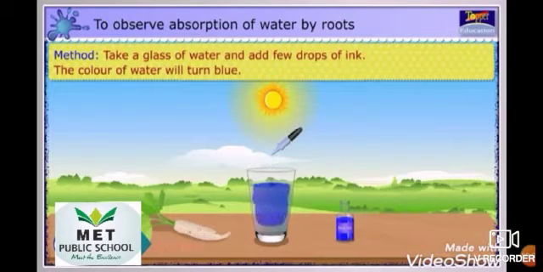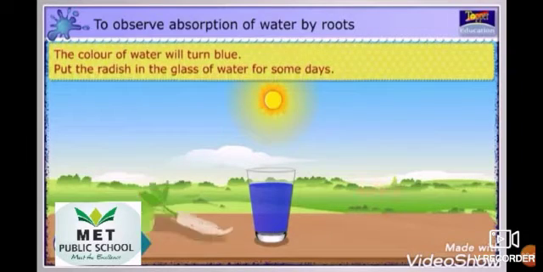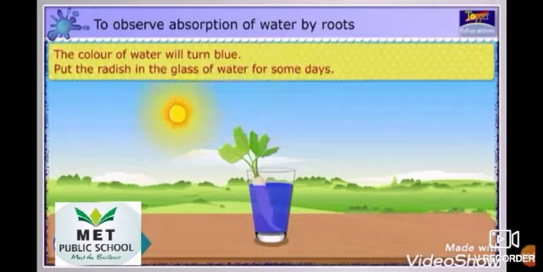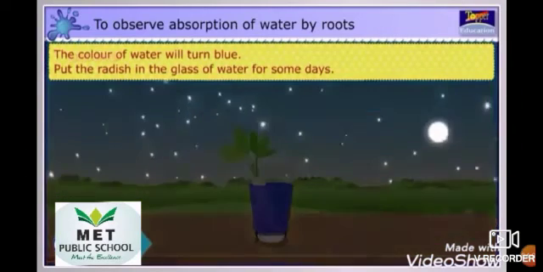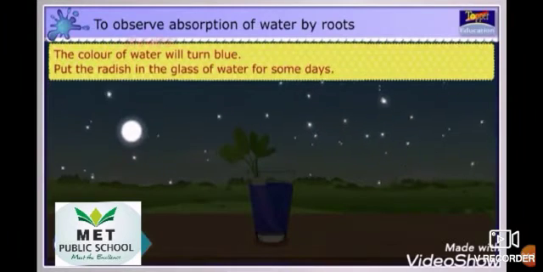Are you observing this? Yes, you are observing here. What is the color? The color is blue. The water has now turned blue. So what should we do now? Take a radish which is whitish with dark color, and put the radish in the glass of water for some days, not one day or 1 hour, keep it for some days. After 3 to 4 days, let us see what happens.